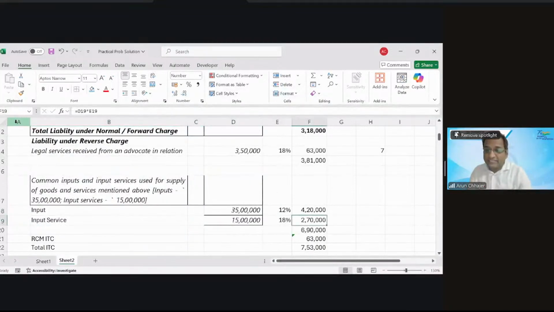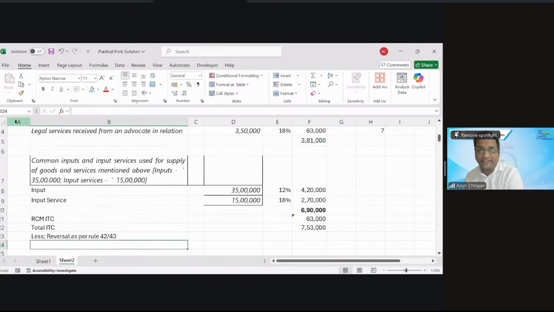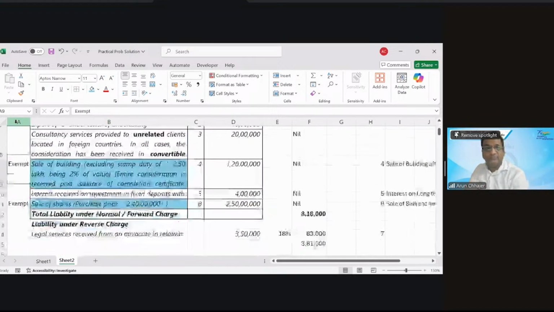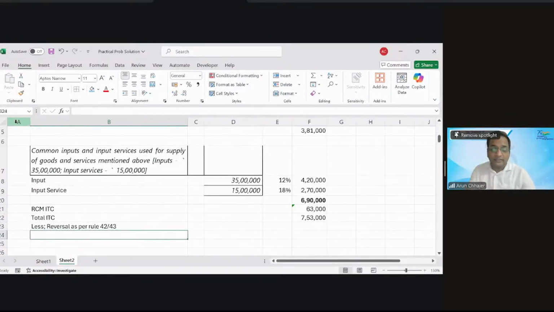So whatever you are saying, the ITC 690, you need to do the reversal as per rule 42, 43. And this part we have left. Shall we start? How to calculate? What is the formula for reversal? We need to calculate C2, multiplied by E divided by F.